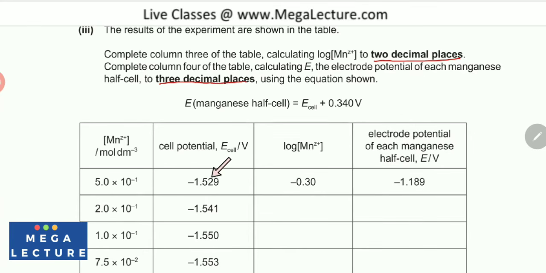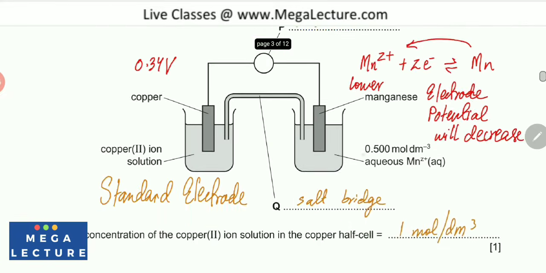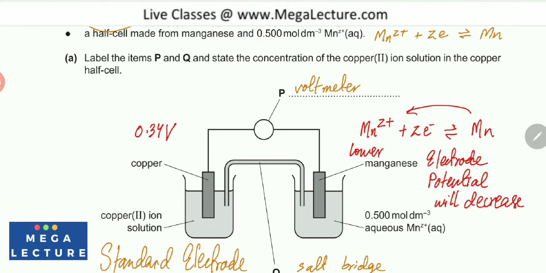Remember, he's calculating the E cell. So if we go back and have a look at the E cell, the E cell potential is the potential difference that you have over here. So if I write the E cell, it's higher potential minus lower potential. So one of them is 0.34 volts. The other one we're not sure what it is, so I'm going to take it as X volts.